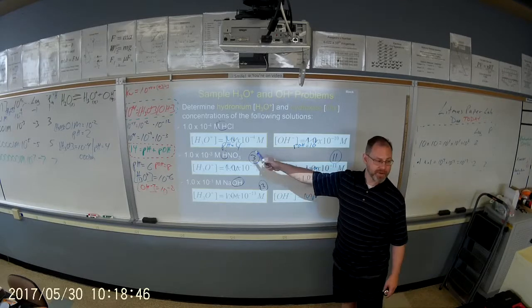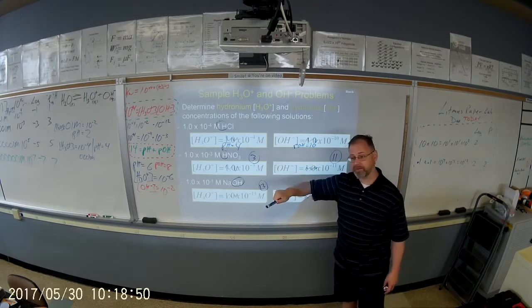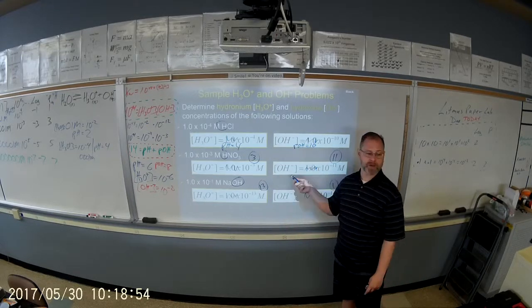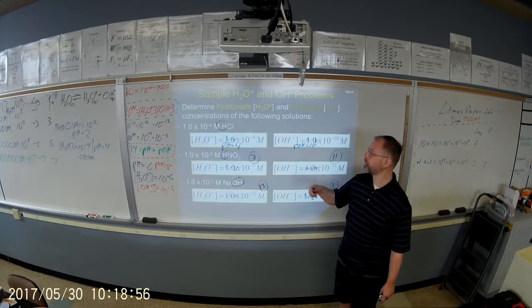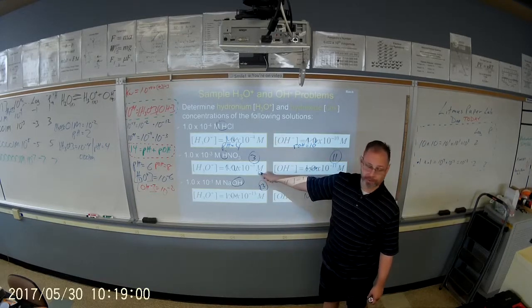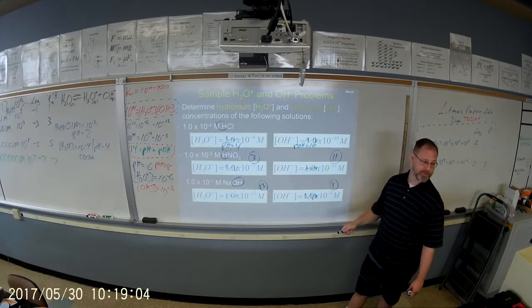If you have a 10 to the negative 7, that means the other one's also going to be 10 to the negative 7. That's neutral. Otherwise, whichever one is bigger tells you which is the acid or base. This one, hydronium's bigger, acid. This one, hydronium's bigger, acid. This one, hydroxide's bigger, base.